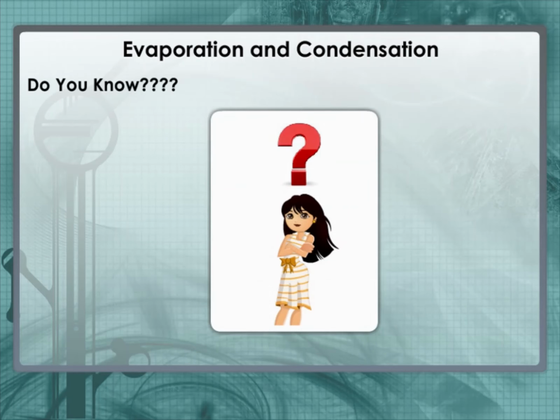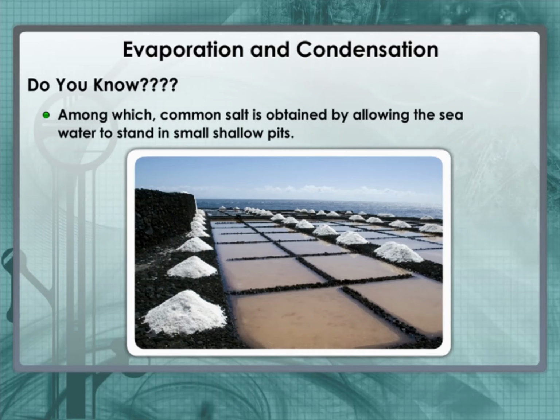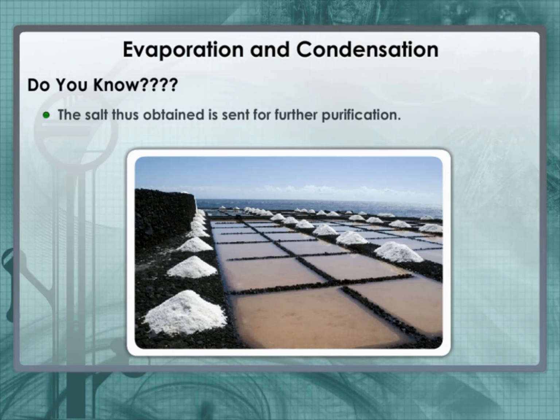Do you know how we get common salt from the sea? In general, seawater has many salts mixed in it, among which common salt is obtained by allowing the seawater to stand in small, shallow pits. By the process of evaporation, the water gets completely evaporated, leaving behind the salt. The salt thus obtained is sent for further purification.